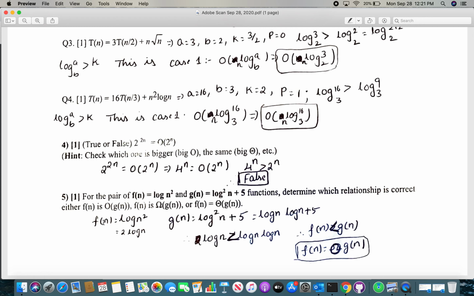So what relationship will this be? This is a big O relationship. So f of n equal to big O of g of n. So that concludes the fifth question.